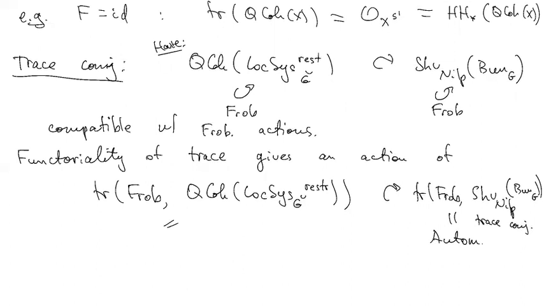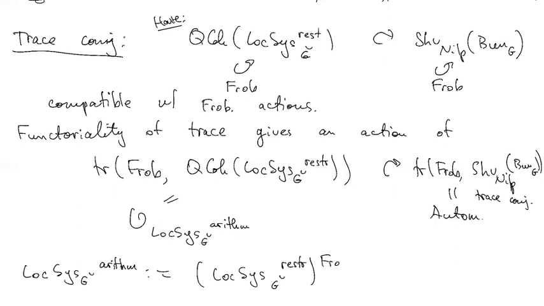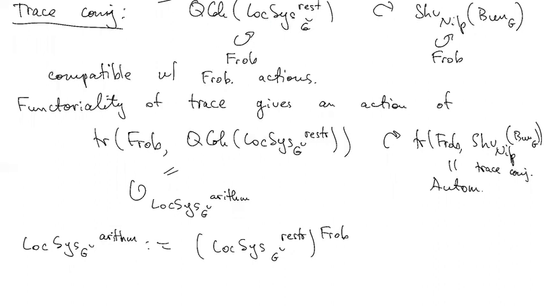This is O of what we call check arithmetic. Arithmetic, by definition, is the derived fixed point locus of the Frobenius acting on this thing. And so maybe one thing to mention, so that's great. So functions on this arithmetic space of local systems, if you believe the trace conjecture, then act on automorphic forms.